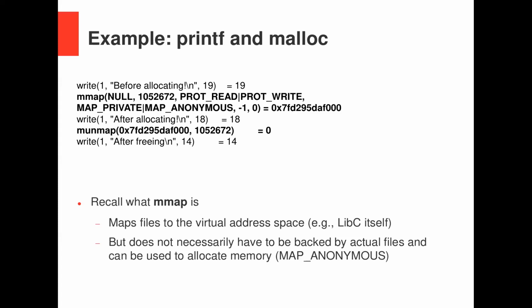So map anonymous means it's not backed by any actual files. So we used mmap to allocate memory effectively. You can see that now the file descriptor in mmap was -1. So it means there is no file descriptor.